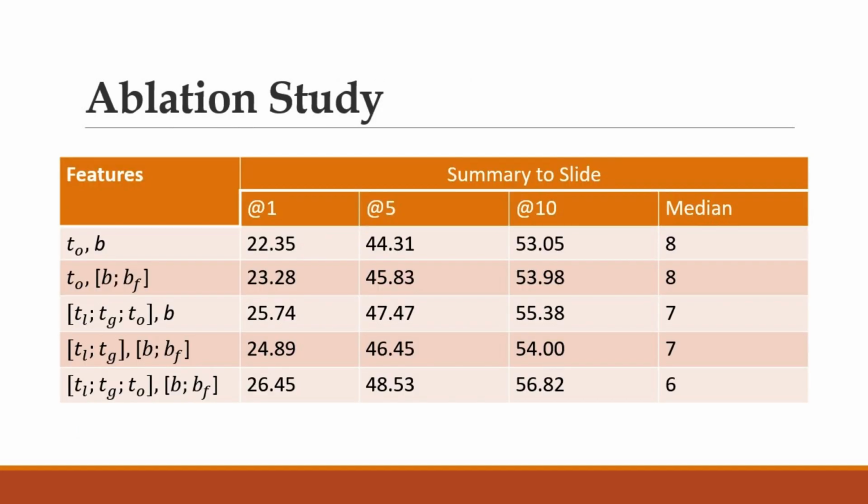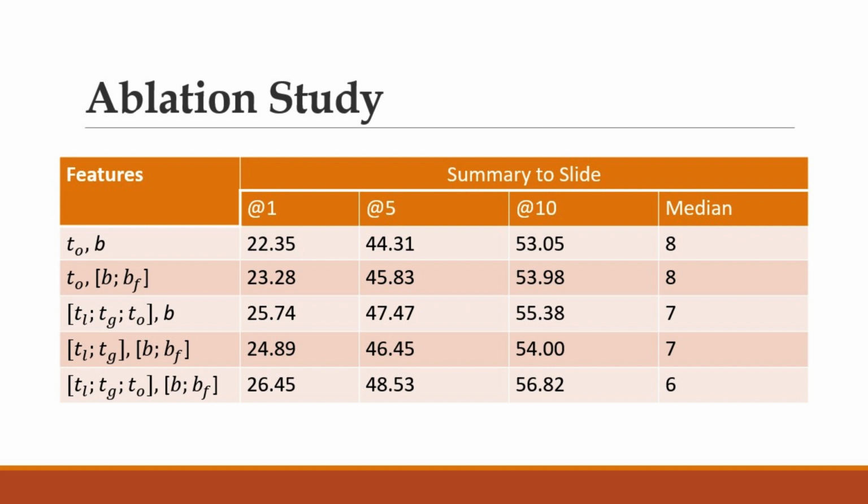The ablation study. The table shows the ablation study results of the experiment to quantify the contribution of various features such as OCR text, TO, layout region, TL, graphics type, TG, and the focus area BF. In our experiments, we measure the retrieval performance in recall at 1, 5, 10, and the rank median.